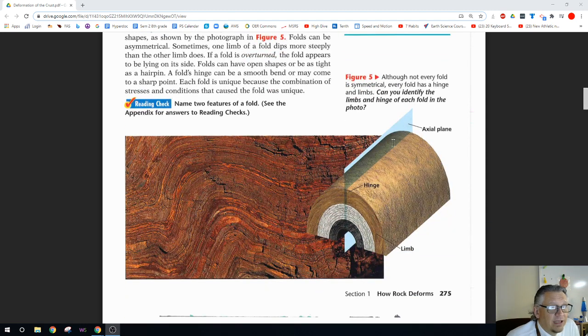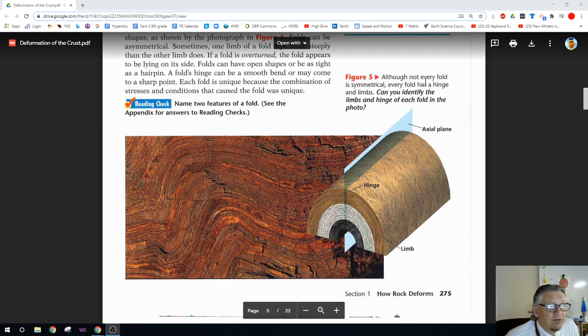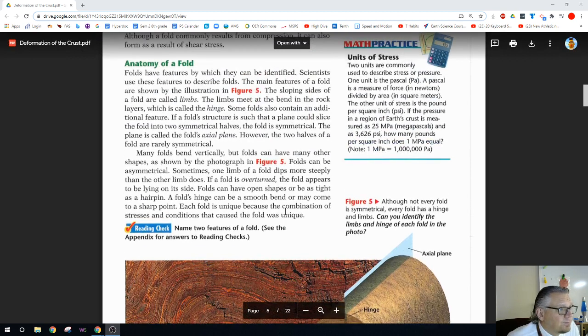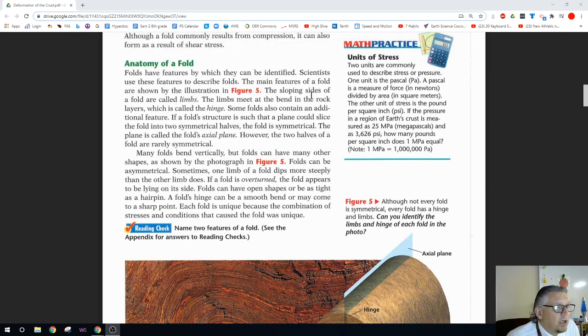When we take a look at Figure 5, although not every fold is symmetrical, every fold has a hinge and limbs. The hinge appears to be that middle area where it bends, and the limbs are the areas that go down to the side. Like here, this would be the hinge, and this would be the limbs, each side of that. The sloping sides of the fold are called the limbs. The limbs meet at the bend of the rock layers, which is called the hinge.